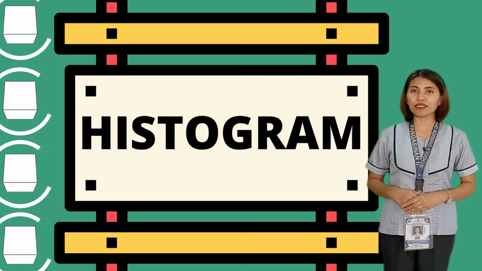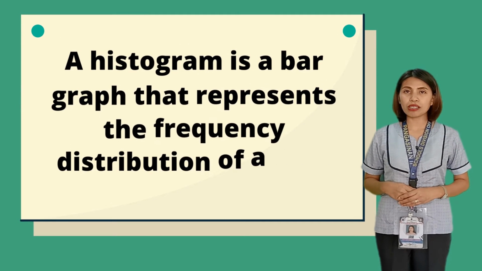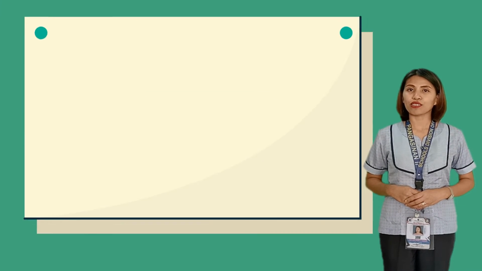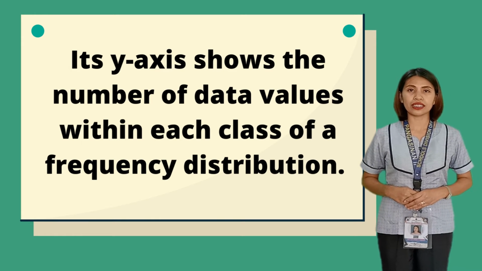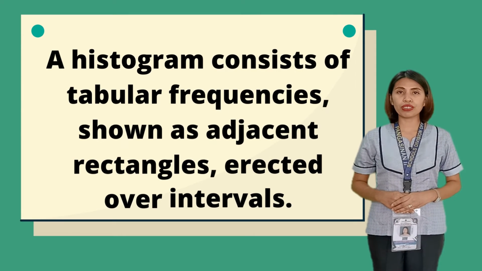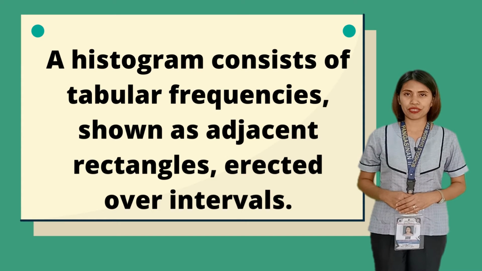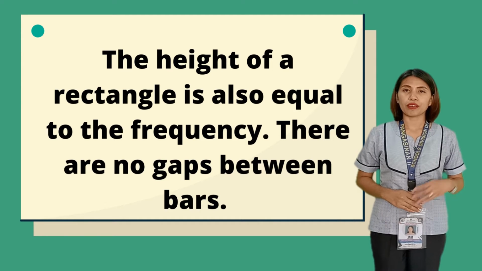The first type of presenting frequency distribution data is the histogram. A histogram is a bar graph that represents the frequency distribution of a data set. Its y-axis shows the number of data values within each class of a frequency distribution, and x-axis shows the class boundary of each class. A histogram consists of tabular frequencies shown as adjacent rectangles erected over intervals. The height of a rectangle is also equal to the frequency. Remember, there are no gaps between bars.